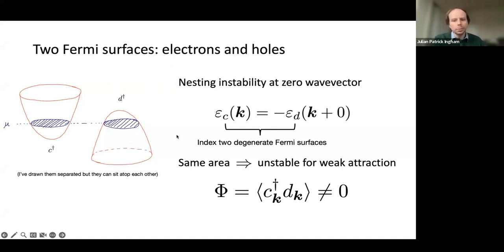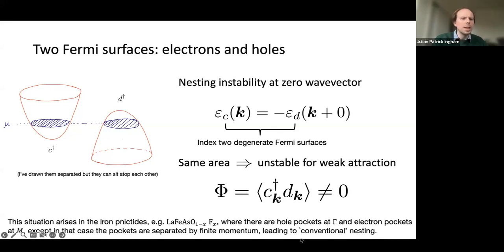When this happens, there's an instability towards forming an ordered state with an order parameter of the form C-dagger D, which hybridizes the two Fermi surfaces. This instability is strong when the areas of the two Fermi surfaces are the same, and it's suppressed when they differ, a fact I will not prove.